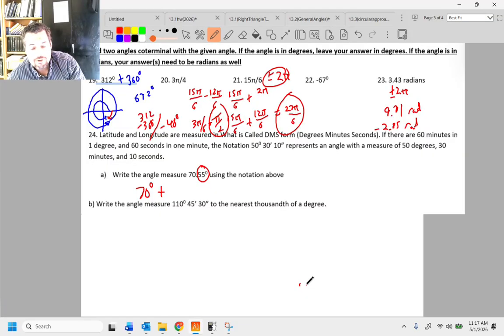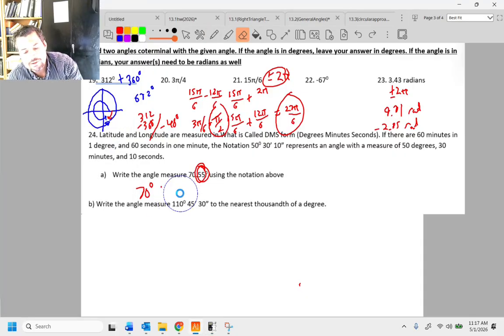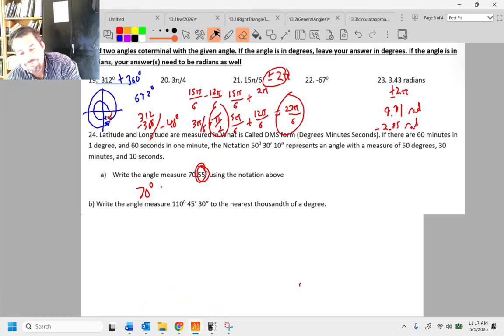I have 70 whole degrees, and I have to convert this decimal into DMS. So I'm going to take my 0.55 and multiply it by 60 because there's 60 minutes in a degree. And I'm going to get 33 whole minutes. I don't know why I wrote the plus. But notice how 0.55 times 60 was 33. So 70 whole degrees, 33 minutes.